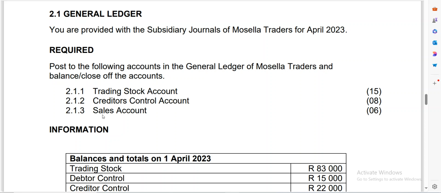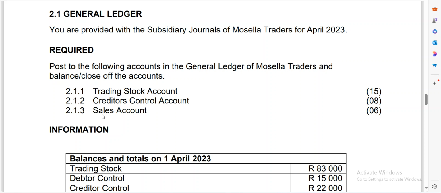So in this morning's lesson, we're going to be focusing on how to post from the journals to the ledger accounts, and this is one of the easiest questions where learners can earn marks, but it depends on how well you understand your subsidiary journals and also the steps of the accounting equation.